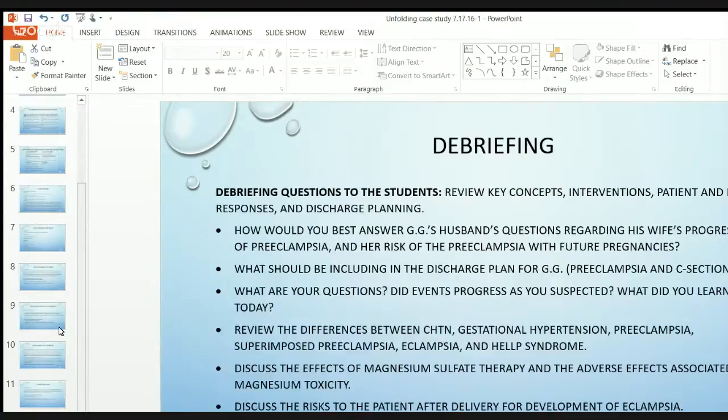When we look at the debriefing questions to the students, looking at the things of reviewing concepts, interventions, patient family responses, and discharge planning, some of the things I proposed: how would you best answer Gigi's husband's question regarding his wife's progression of preeclampsia and her risk of preeclampsia with future pregnancies? Well, of course, this is a disease process that, while predictable, we cannot always say who it's going to progress on, how it's going to progress. We do understand what the progression can look like. The speed of it, we don't always know.